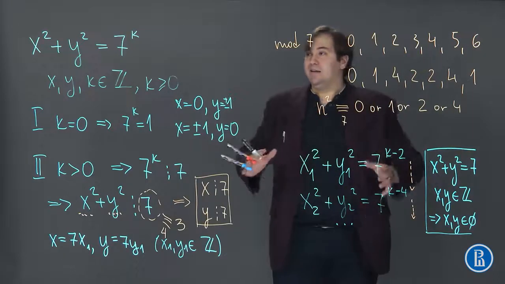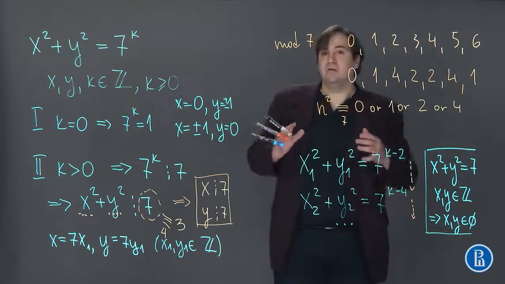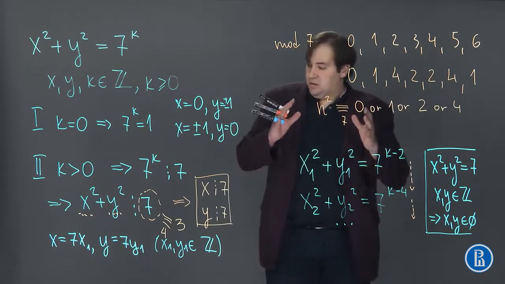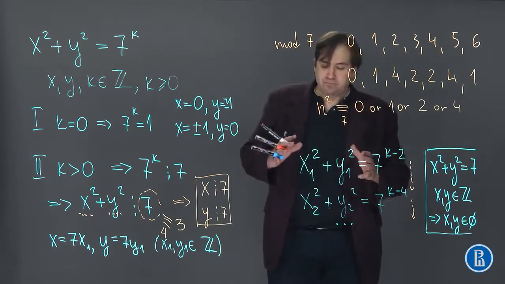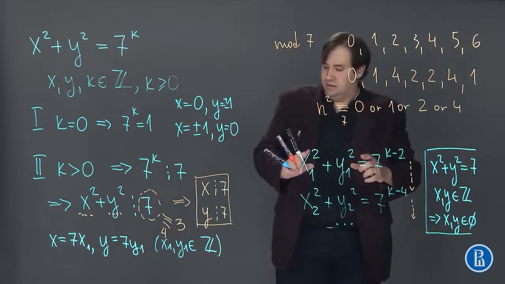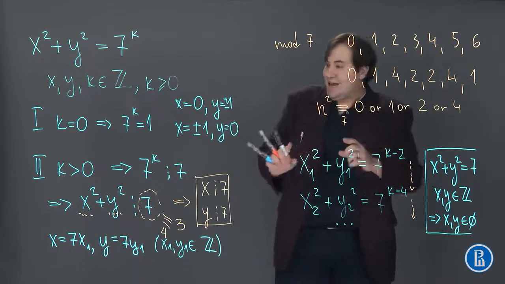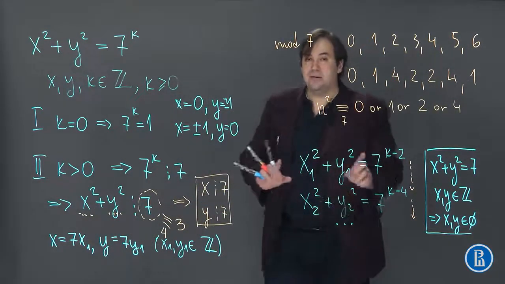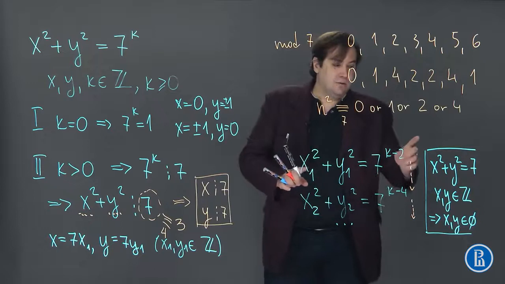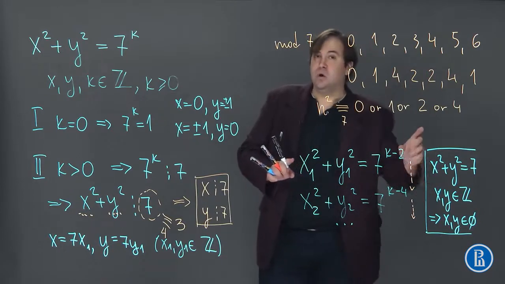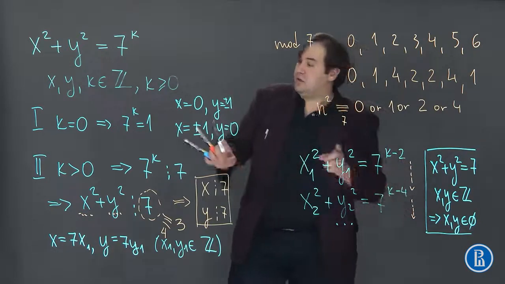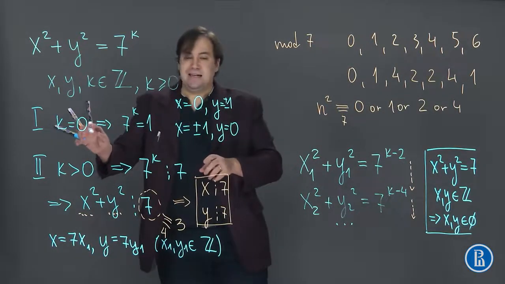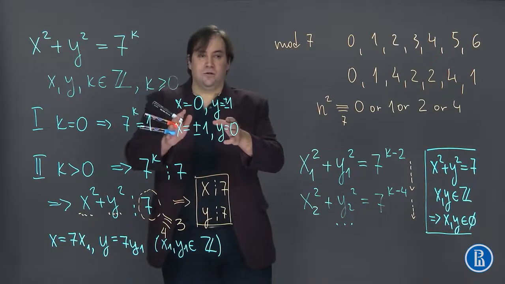So finally, I believe we are ready to give an answer. What do we know? We know that dividing both x and y by 7 several times will bring us either to such an equation, and then we will have no solutions, or to such an equation where k is equal to 0. And in that case, we will have these solutions.